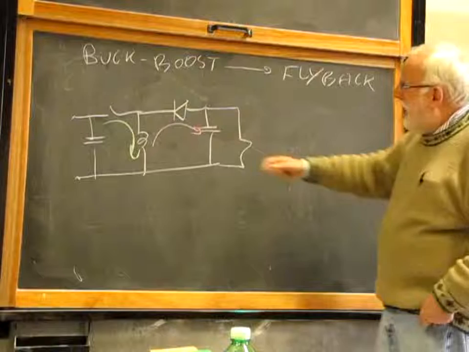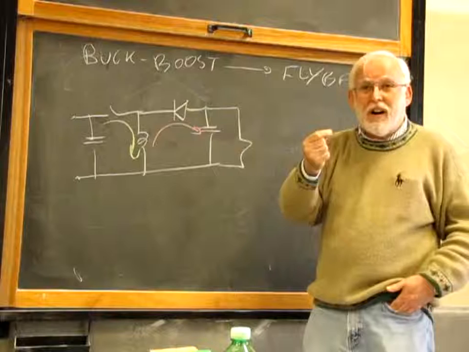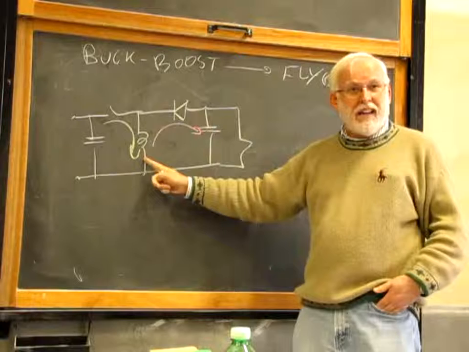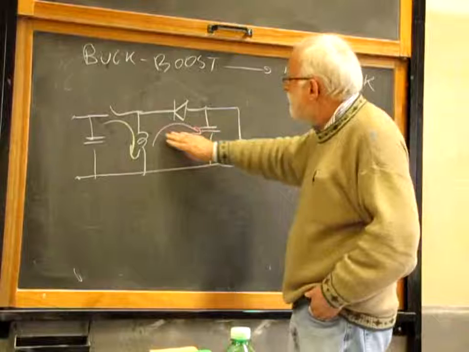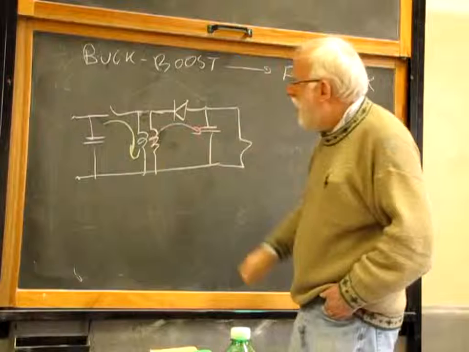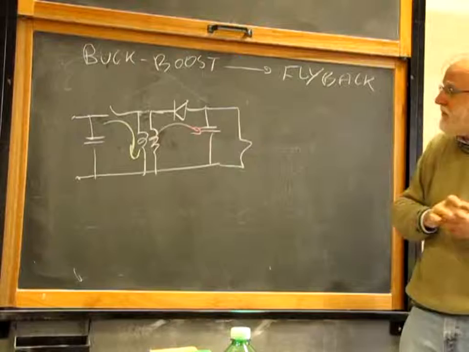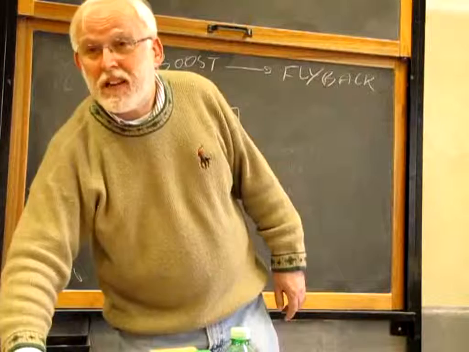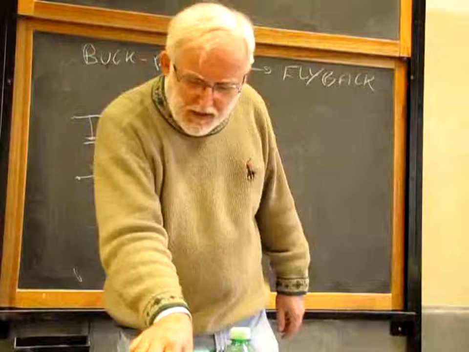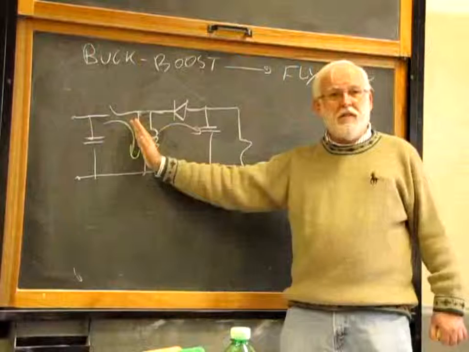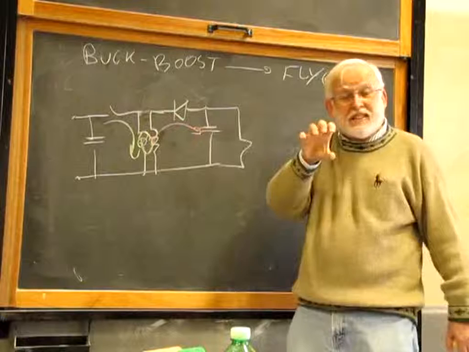Nobody forces me to use the same winding, the same piece of wire, to store energy and to retrieve energy. I can store energy with one winding and retrieve energy with a different winding. So I could put here a second winding on the same core, on the same magnetic part. These two windings are sharing the same magnetic path, the same magnetic core, the same magnetic structure. So I can store energy over here, and then when I open the switch, I can use the other winding, because the other winding sees the same magnetic field, and use the second winding to move the energy to the output.